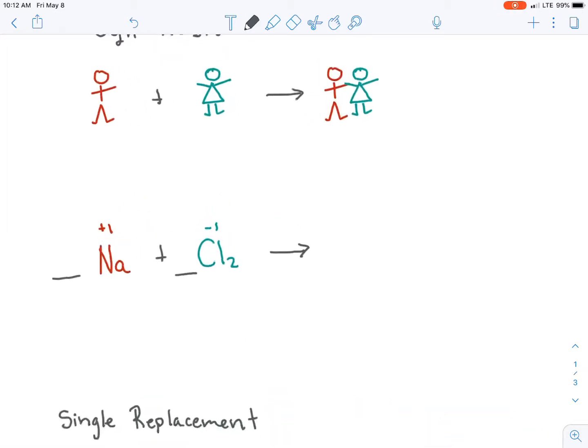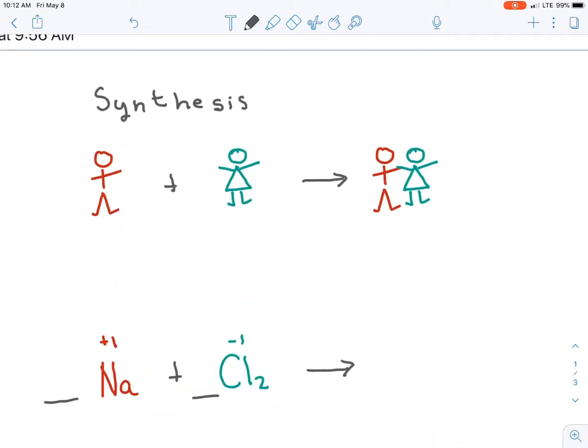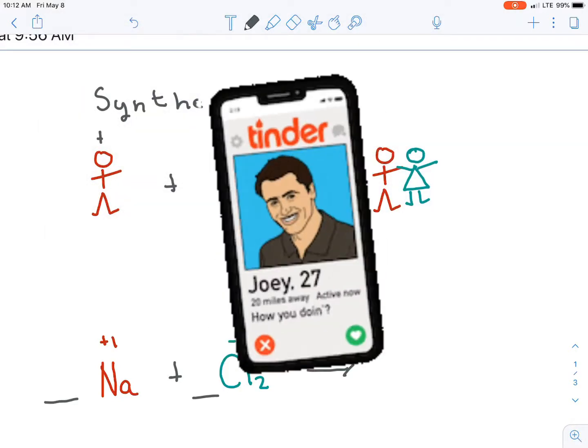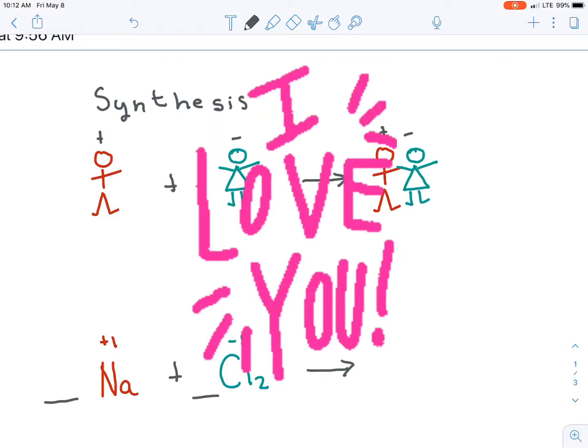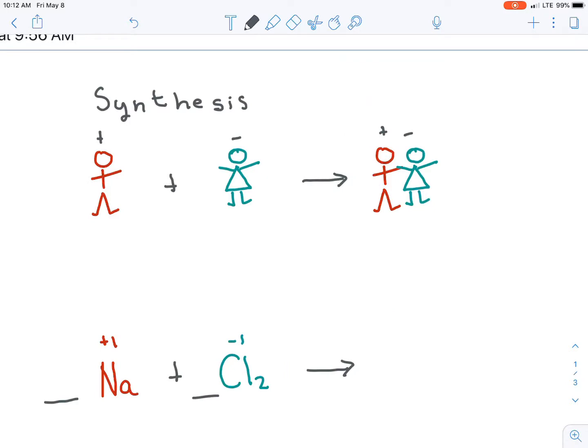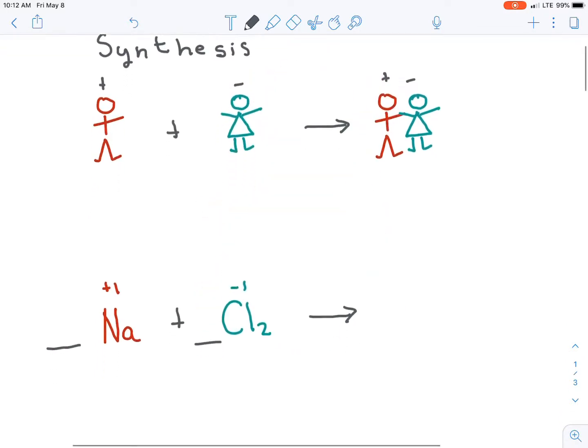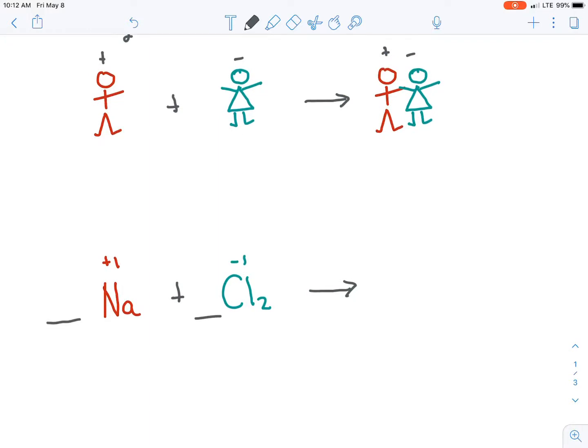Okay, so the first thing we're going to look at is called synthesis. And synthesis is when you have a cation, an anion, and they join together. Ugh, so romantic. When we have this reaction here, what we see is we have Na plus Cl2.